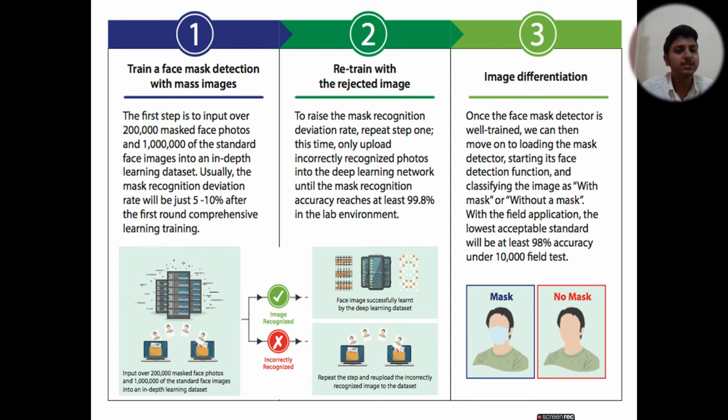Now the third step, what is this saying? Image differentiation. Once the face mask detector is well trained, we can then move on to loading the mask detector, starting its face detection function and classifying the image as with mask or without mask. With the field application, the lowest acceptable standard will be at least 98% accuracy under 10,000 field tests. Now here we can see the mask or no mask condition.